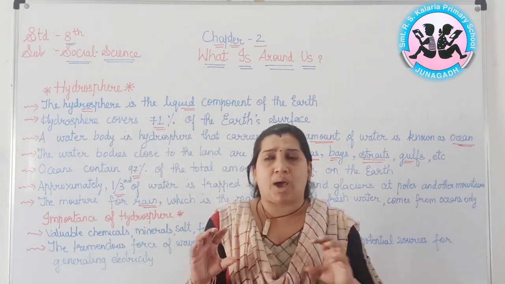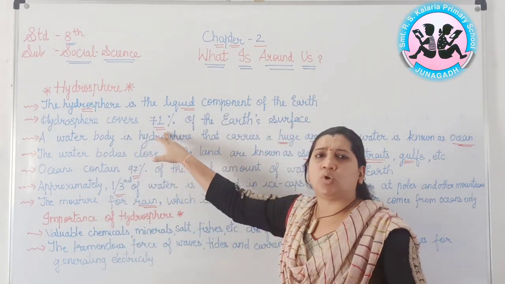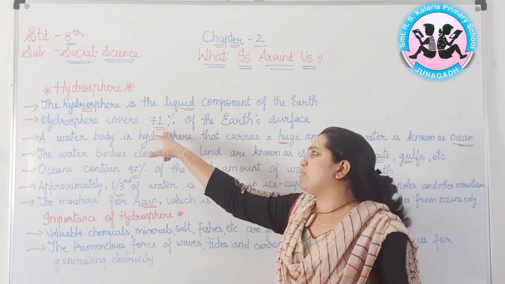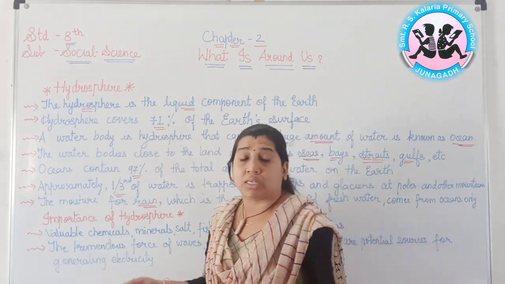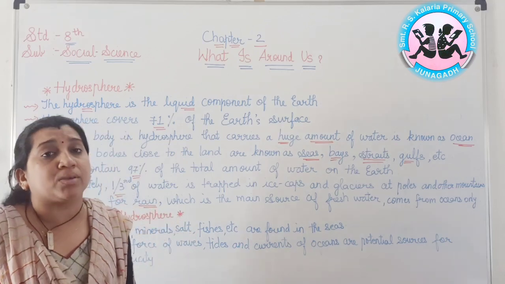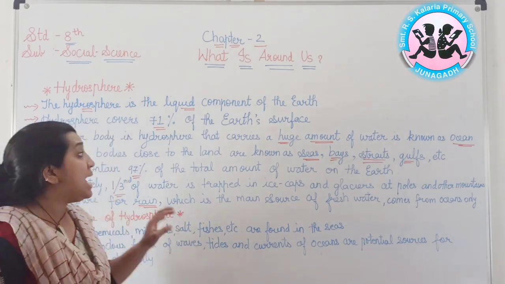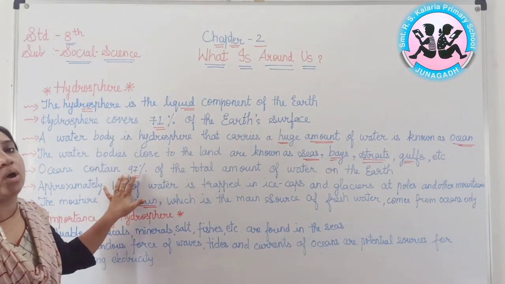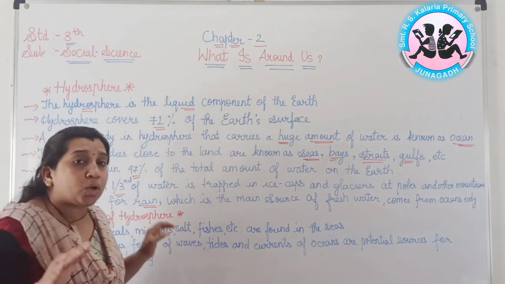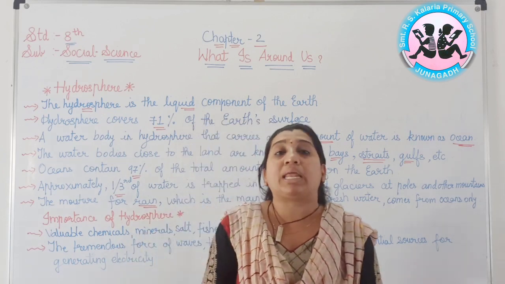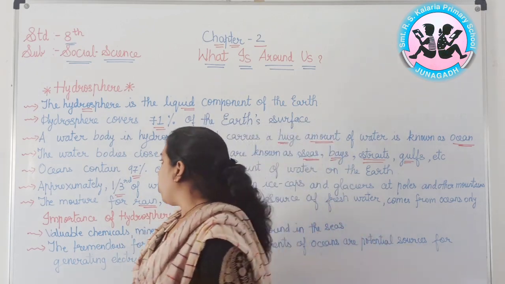So by this particular survey, we come to know that we are just thinking we have lots of water surrounding us, but actually among 100%, only 3% of the water is drinkable. 97% of the water is completely salty. So it's our responsibility to take care of the drinkable water.